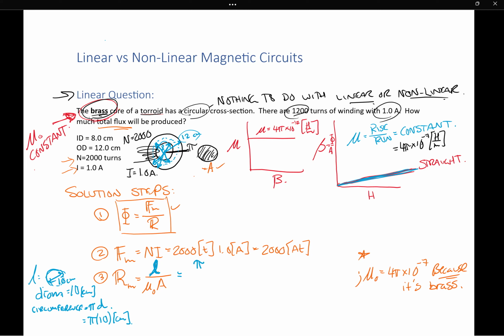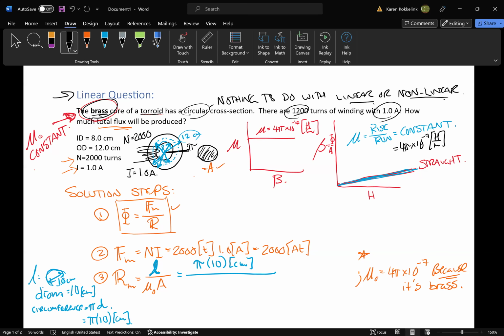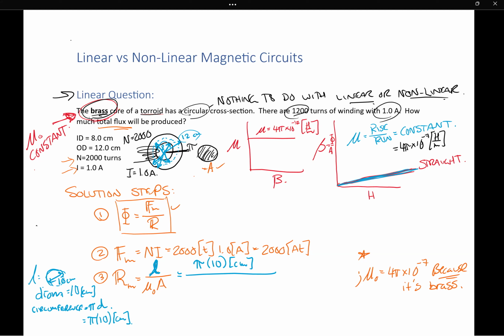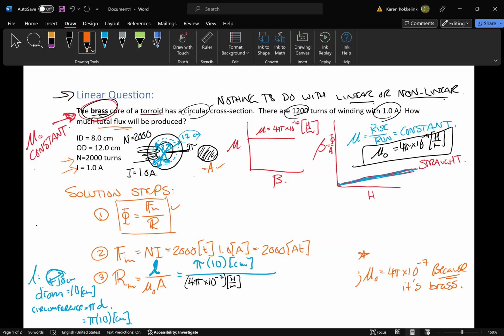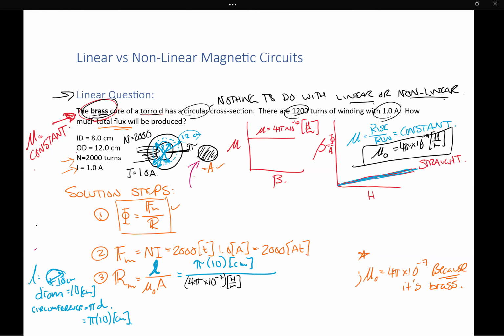Pi times that middle diameter, pi times 10 centimeters. I have to remember that I'm in centimeters now. So now I'm going to go into permeability. So permeability is that of free space I got from up here. So that is 4 pi times 10 to the negative 7 henries per meter. Oh, we have to recognize that I'm in meters there. And then I need to do a pi r squared of the cross-sectional area. So let's do cross-sectional area in another color. Here's my cross-sectional area.